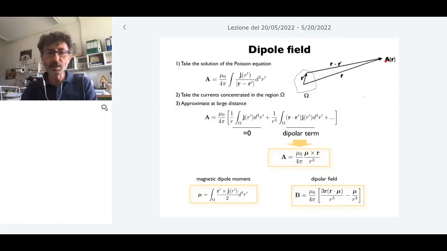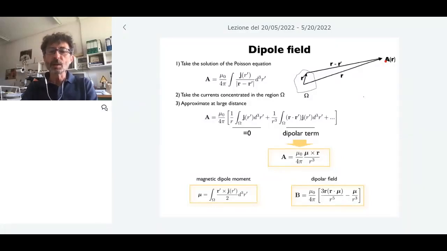So the current is going one direction on one side of the region and the other direction on the other, like a current loop. So the total integral in that volume, where the current is limited and doesn't go outside, is zero. Imagine that inside the region omega you have the generator and the solenoid, for example. The integral of the current density on this region is 0. So this first term, the zero order term, is not present, it is equal to 0.